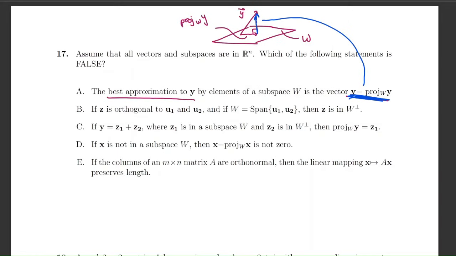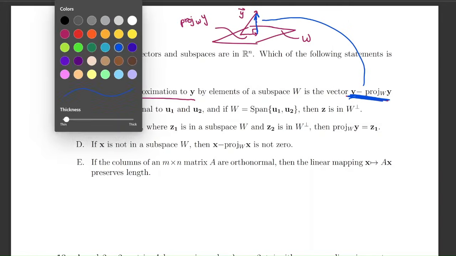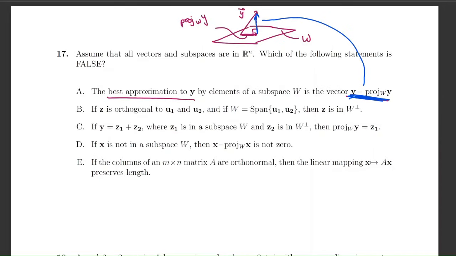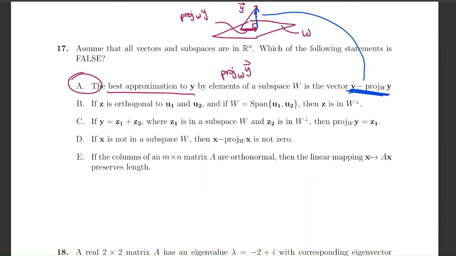But the best approximation is actually this vector right here. This vector is actually going to be the best approximation that you can get to y. The y minus projection of y onto W is just the distance between your approximation and the actual vector. So the best approximation of y would actually just be the projection of y onto the vector space W. So this is false. So this is a false statement, so that's going to be our answer. Let's look at the other problem options too.